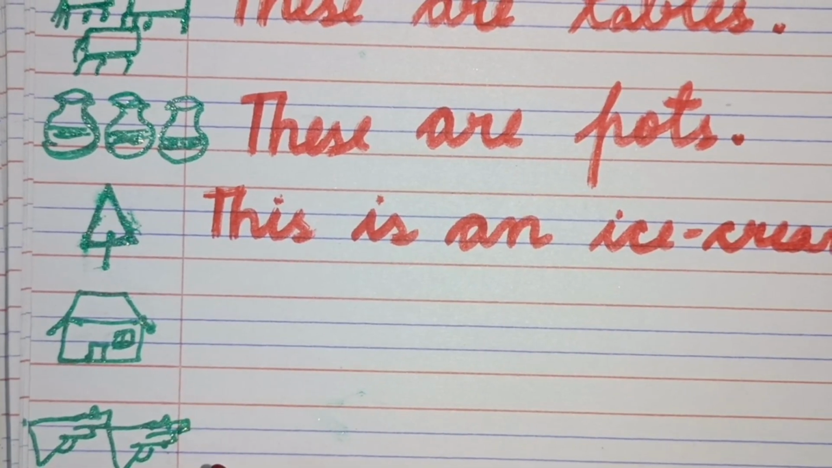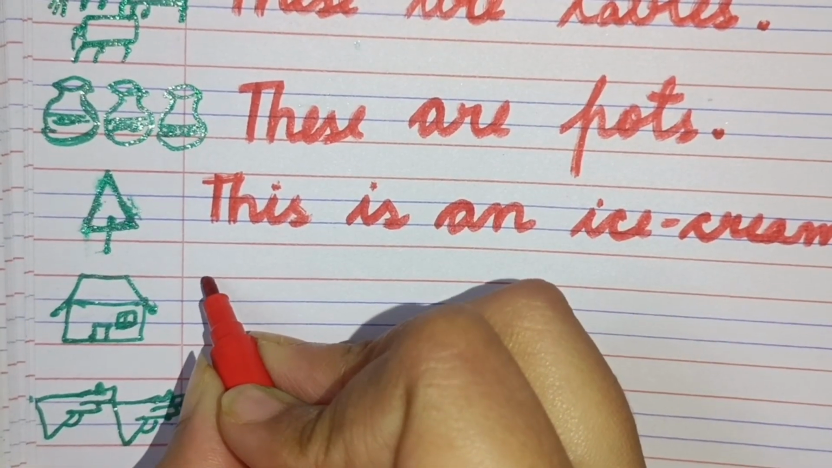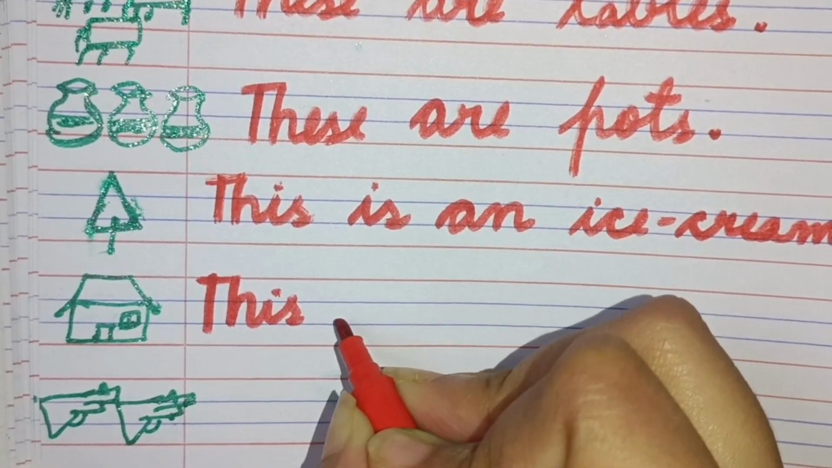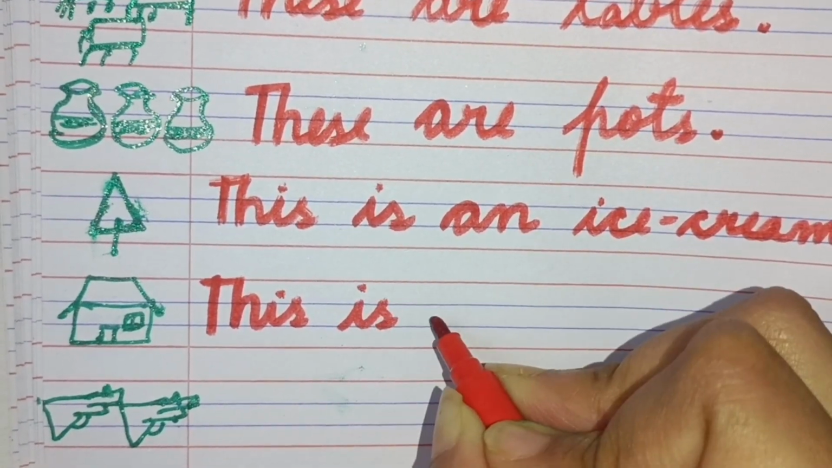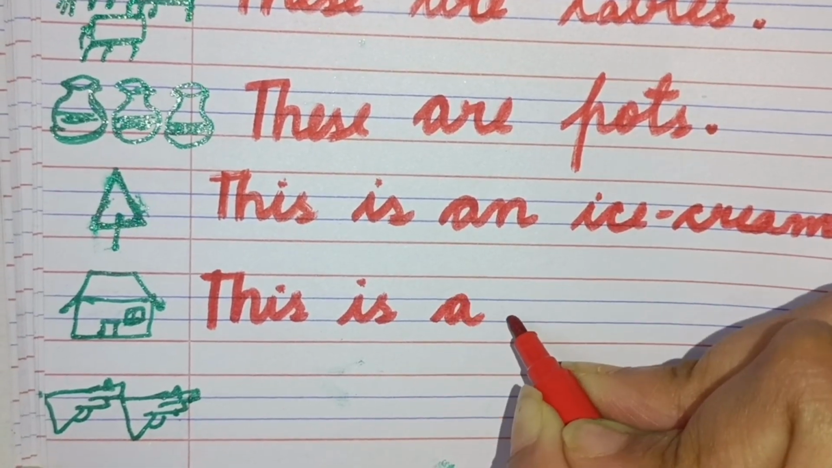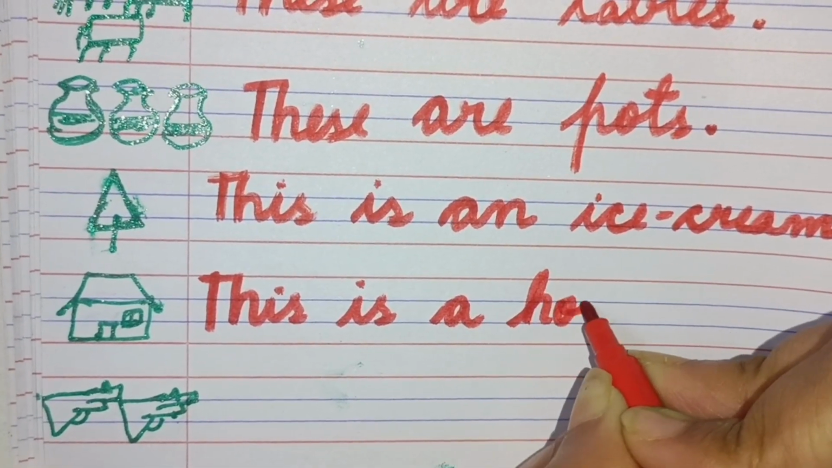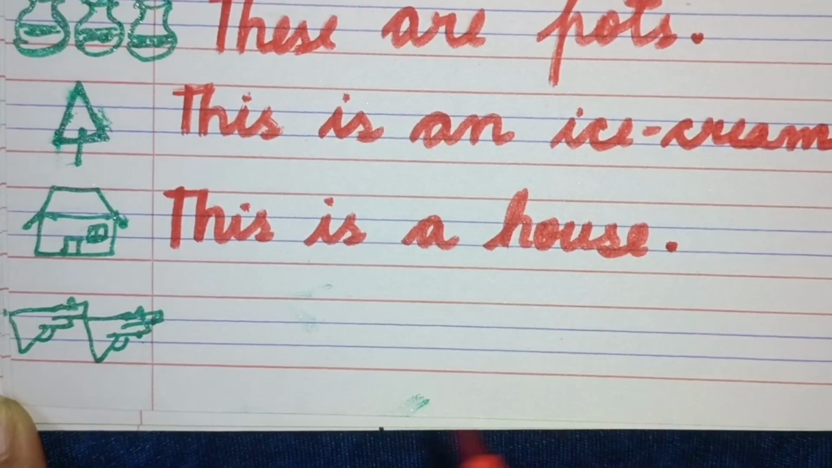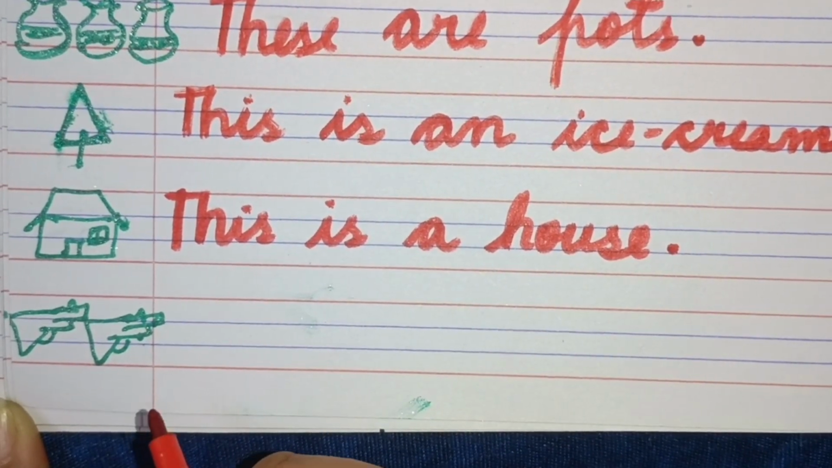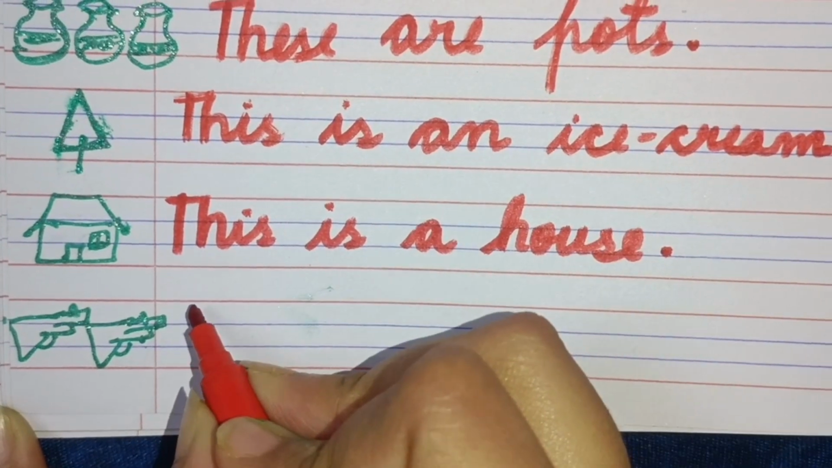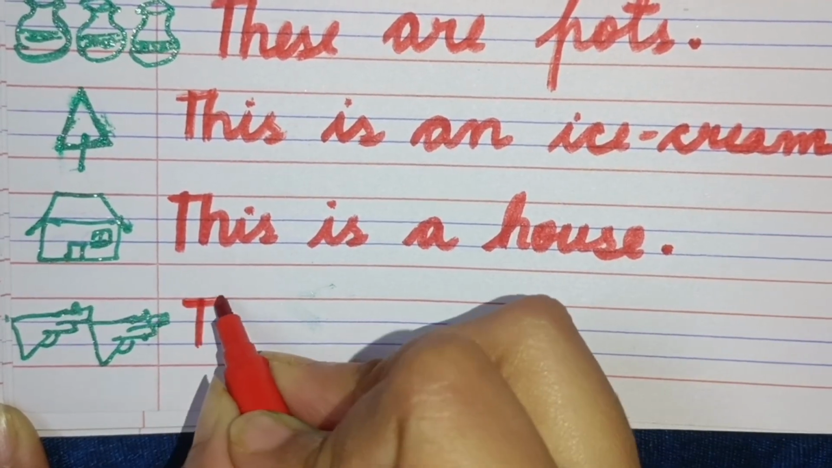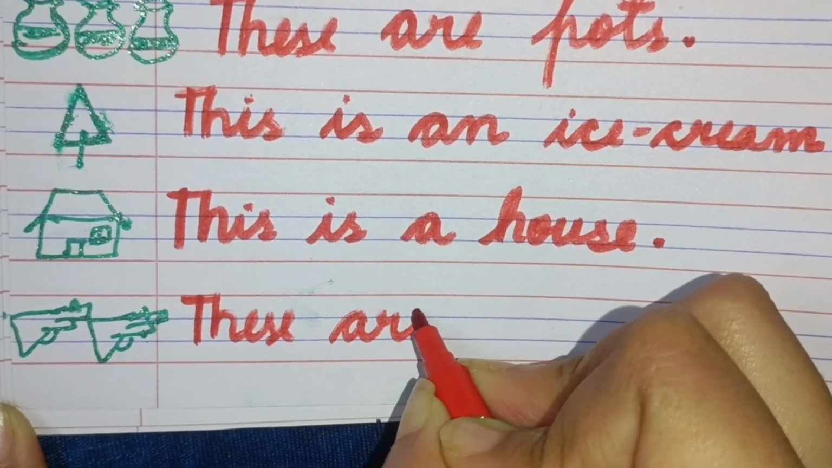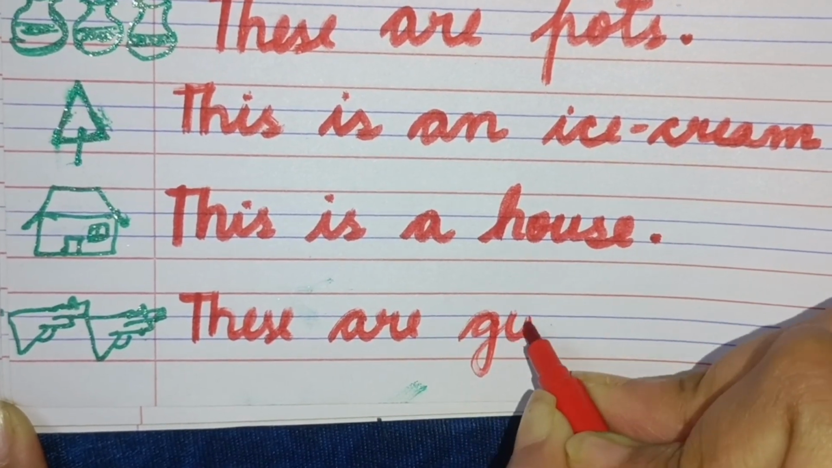Next is a house. So we will write, this is a house. Next, here are two guns. So we will use these are. So we will write, these are guns.